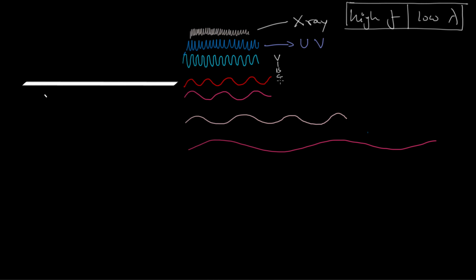Sir, do gamma rays come in this? Gamma is here, with even higher frequency than X-rays. So this is your visible. Is that clear? Starting with violet and ending in red. Okay?